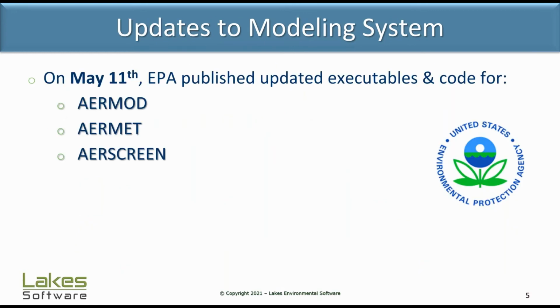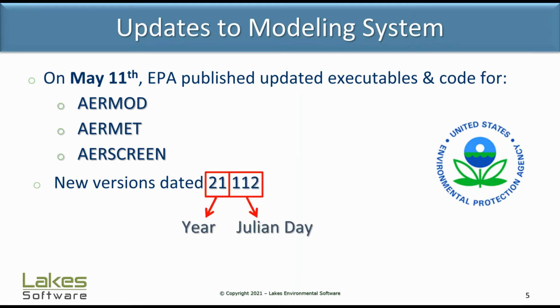Now, on May 11th, the US EPA's Air Quality Modeling Group published updated executables and code for the following system executables: AERMOD, AERMET, and AERSCREEN. The new versions were dated 21112, continuing the reign of palindromic version numbers. These 5-digit numbers refer to the 2-digit year and 3-digit Julian day on which the model was compiled for publishing.